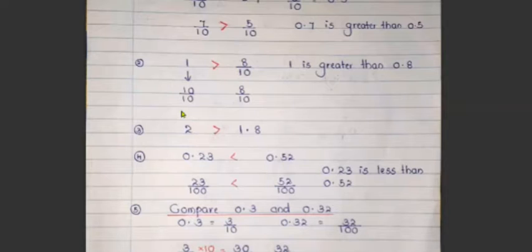Now 2 units. Here 1 unit and 8 over 10. Here 2. Now consider the whole numbers 2 and 1. When you consider whole numbers, 2 is greater. Then 2 is greater than 1.8.